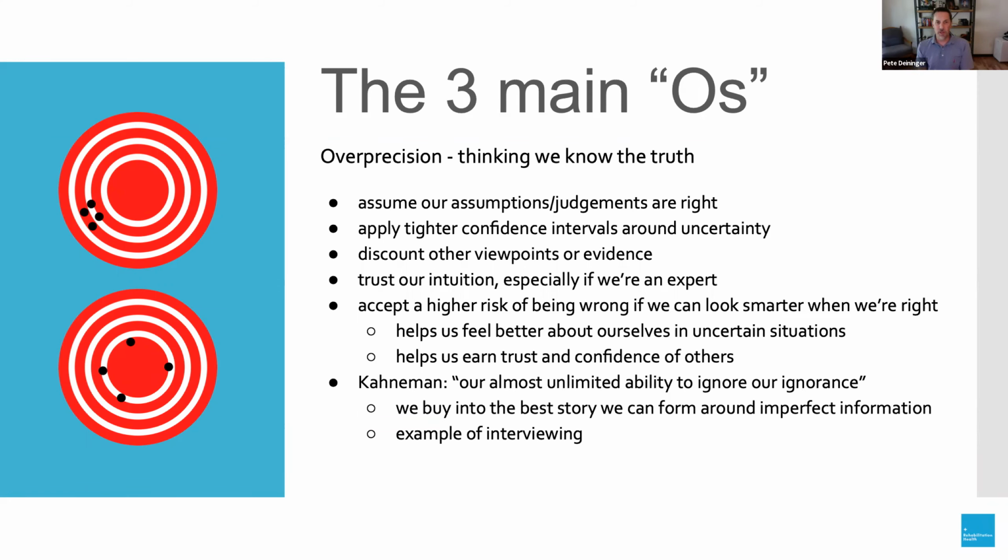So what we're essentially doing here, and if you look at those bullseyes on the left, the top one is a series of outcomes that are very precise but not very accurate. In the bottom one, much more accurate but more dispersed. So there's been a trade-off in terms of precision versus accuracy. And overprecision basically says, we would rather accept a high risk of being wrong, of being off the mark or not hitting that bullseye, if when we are right, we tend to look smarter because we were trying to be very precise. And that's something that can help us feel better about ourselves in an uncertain situation.